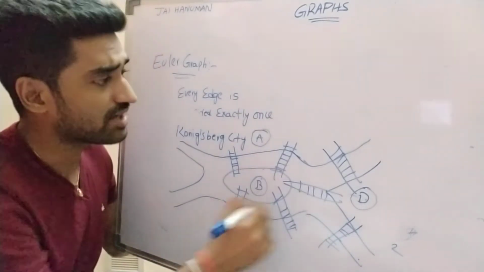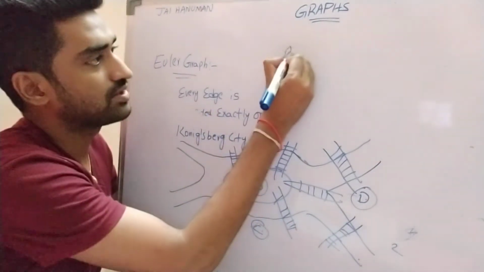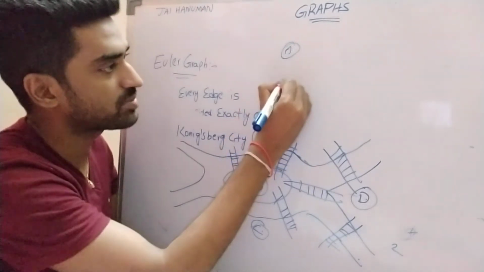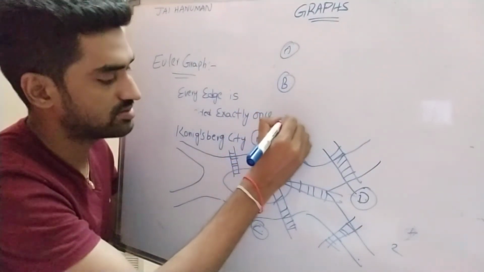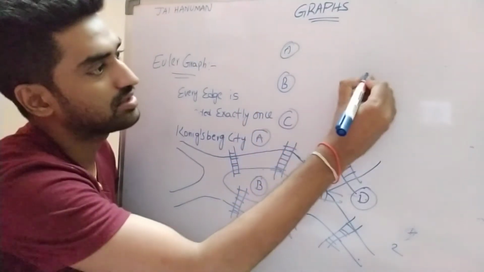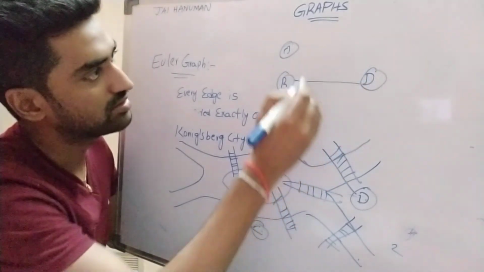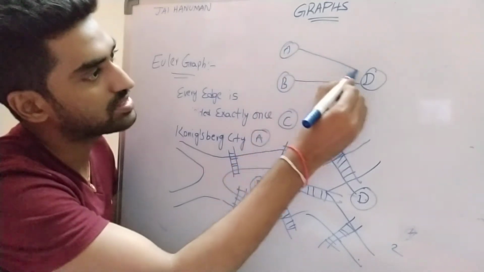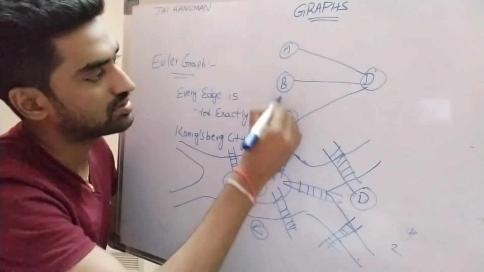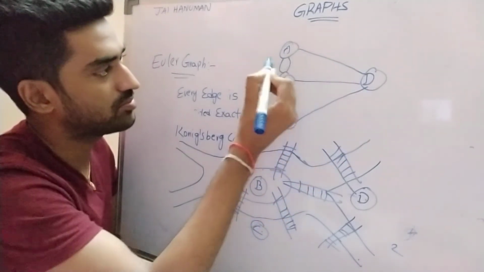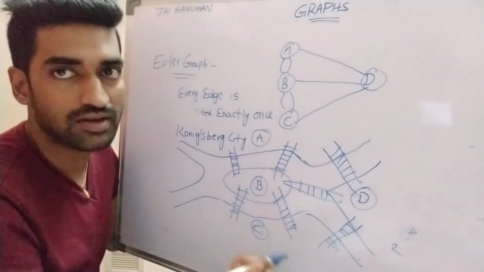So what is the graphical representation for this? Cities are represented with the help of vertices A, B, C, D. B to D is a possibility. A to D is also a possibility. So bridges can be represented with the help of edges.